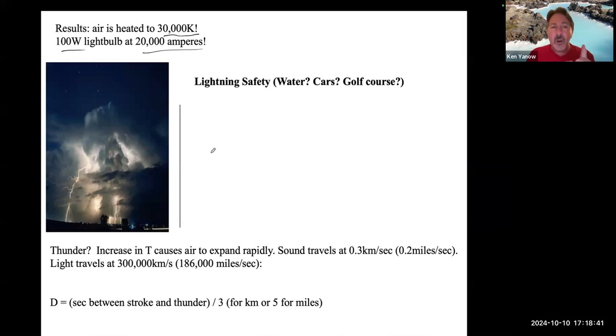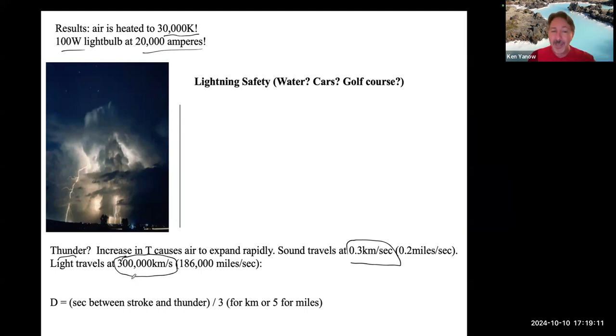So the lightning occurs, the thunder occurs, that's your lightning event. So again, you get your thunder because the increase in temperature causes the air to expand rapidly. Sound, by the way, travels at about 0.3 of a kilometer per second. Light, on the other hand, travels at 300,000 kilometers per second.